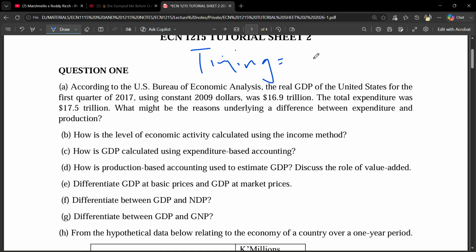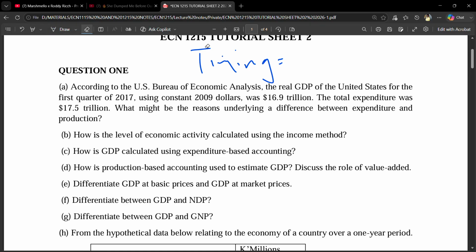You might find that the time that the economy is going to produce whatever goods it is producing will be different from the time that those goods are going to be consumed by consumers, government, and any other sectors.